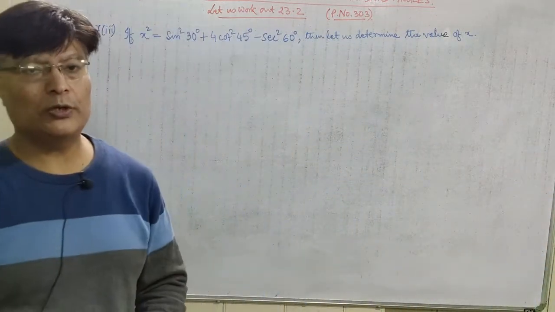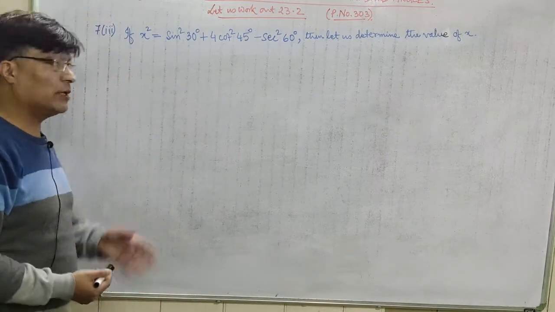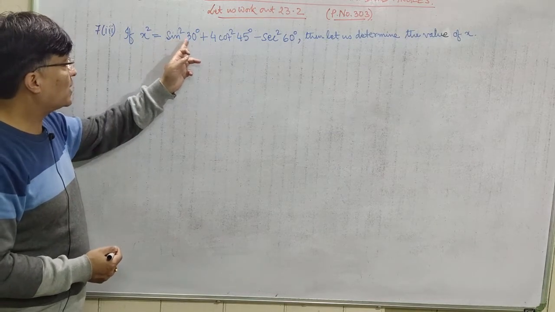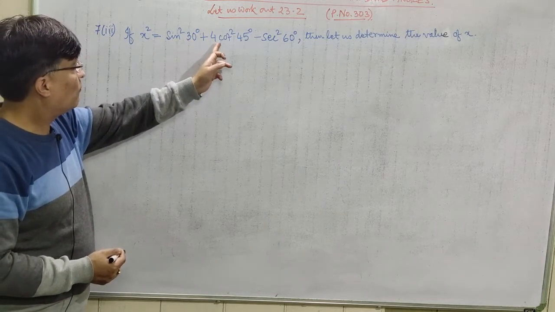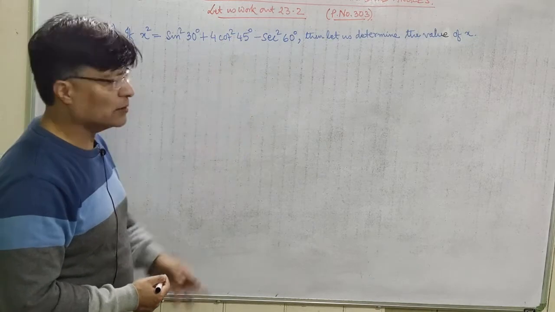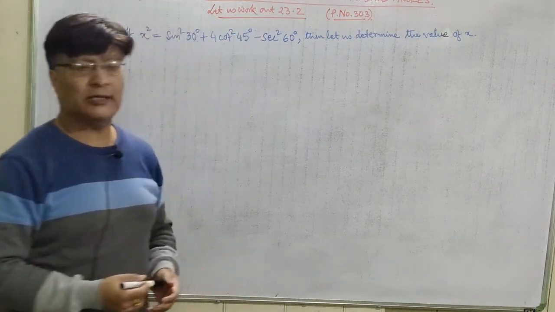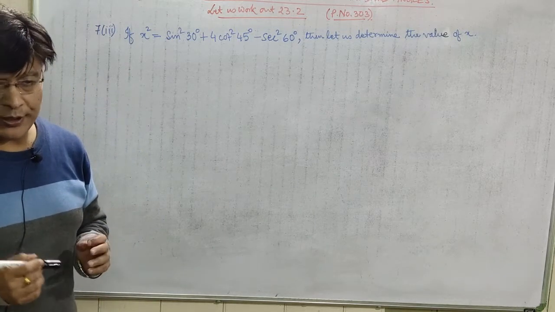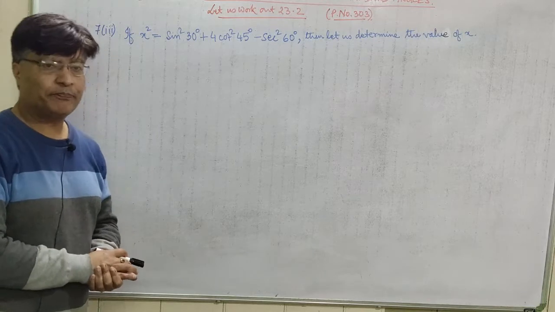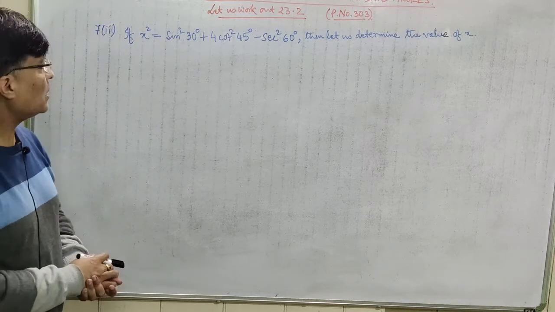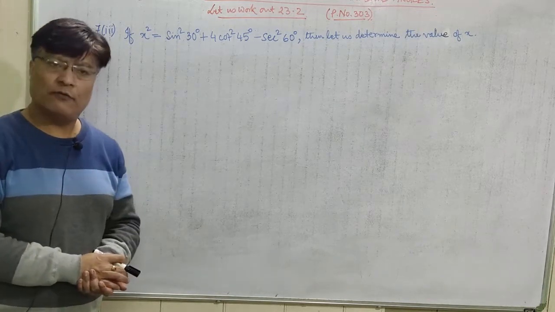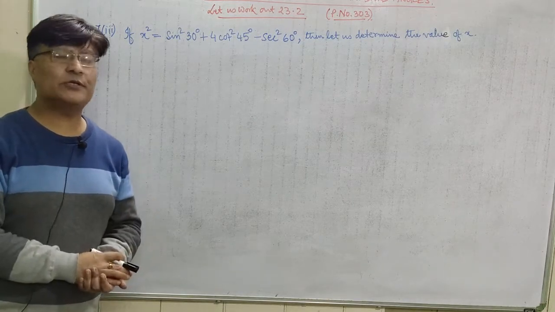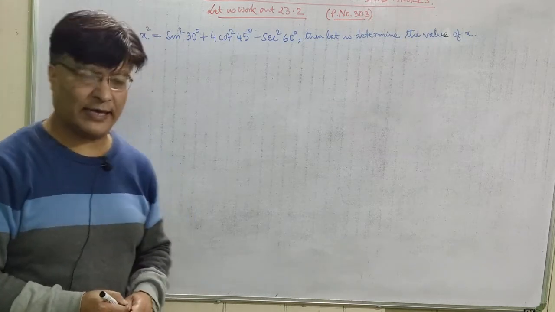So now we'll do the next question, that is 7 number 3. If x square is equal to sine square 30 degree plus 4 cot square 45 degree minus sec square 60 degree, then let us determine the value of x. So here also the given equation is x square is equal to sine square 30 degree plus 4 cot square 45 degree minus sec square 60 degree. This is the given equation. You have to solve it and you have to get the value of x.